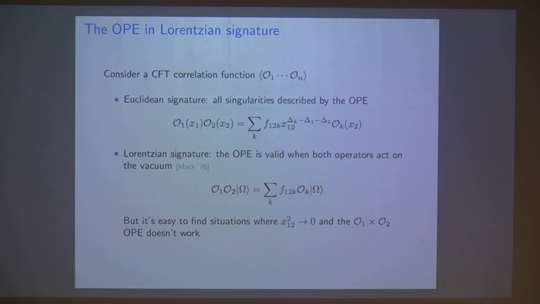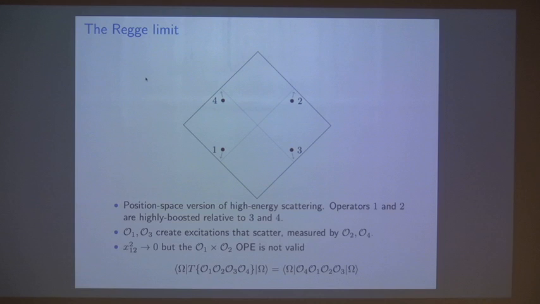And perhaps the simplest and also an extremely important example of this is the Regge limit. This picture appeared in Tom's talk, but I'll review it again in this context. In the Regge limit, this is a Penrose diagram for Minkowski space. We have four operators, and they're each approaching the tips of these Rindler wedges. This is the position space version of high energy scattering. And the way you get to it is by taking 1 and 2 and boosting them a lot relative to 3 and 4. The physical picture here is that operators 1 and 3 create excitations that move towards the center of Minkowski space. They scatter in some way and then are measured by 2 and 4. And because these operators are becoming light-like from each other, the relevant energies in the scattering process are becoming large.